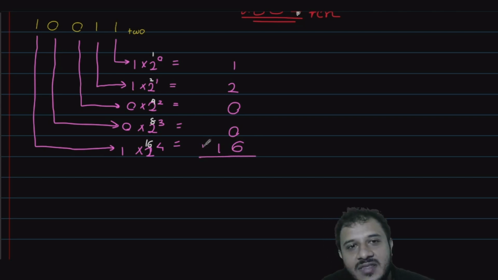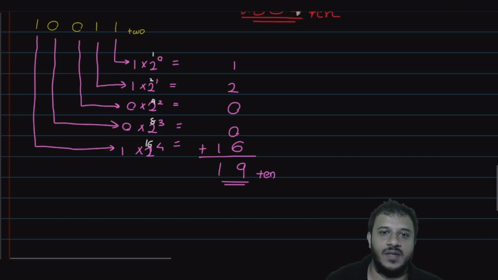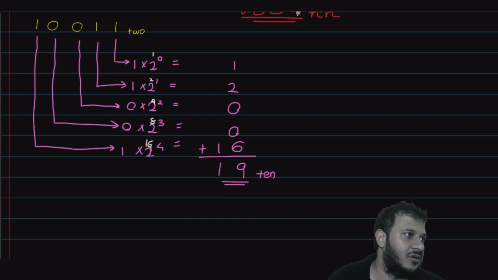Now we just need to add them all up. 1 plus 2 plus 6, that's a 9. 1 with nothing is just a 1. There we go. It's 19 base 10. Or a decimal 19. All goody, everybody?